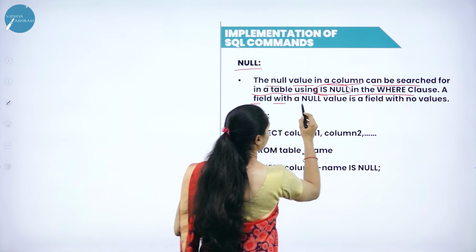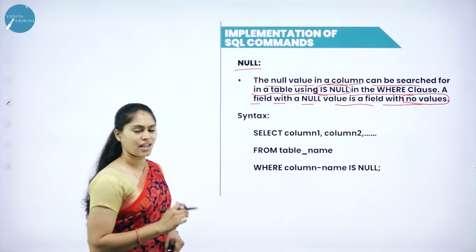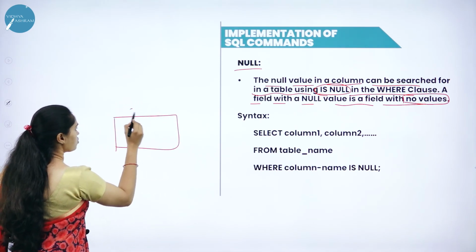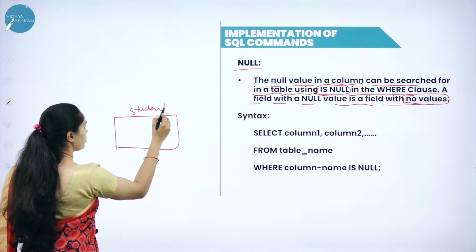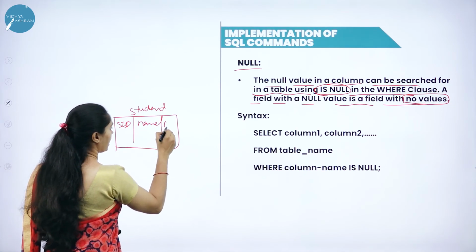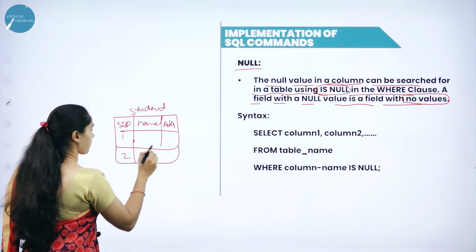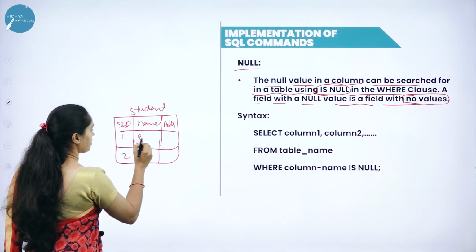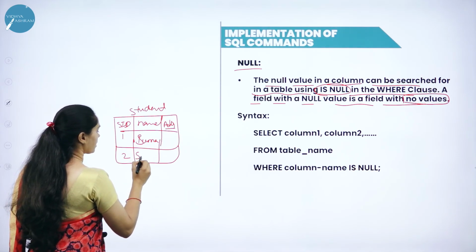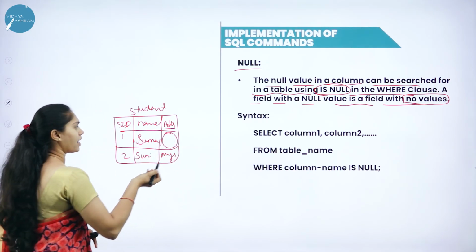A field with a null value is a field with no value. So what does this null value indicate? The field with no value. You can take the example here, again the student table. Within that I have a student ID, a student name, and an address. Let me consider this as Suma, and I am intentionally leaving the value for this address empty, and consider this as Suni and Mysore. So what it indicates is this has no value. That means it is a null.